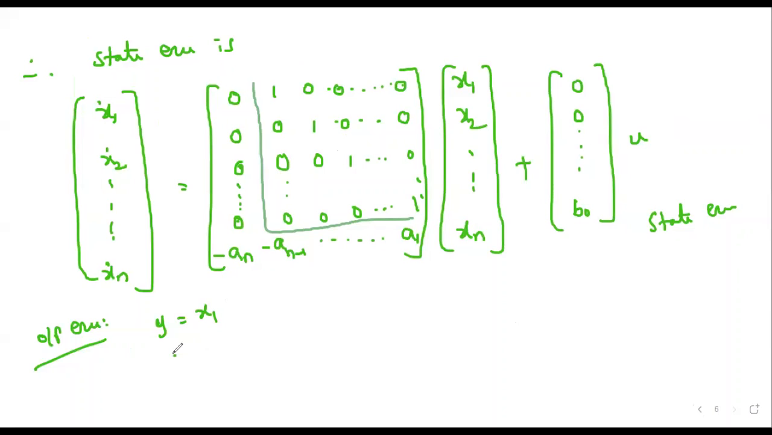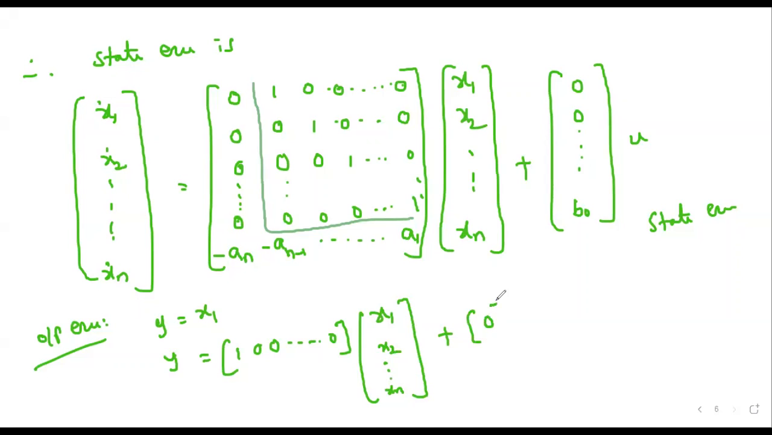This is fixed. So the C matrix is 1, 0, 0, and so on, 0, with state variables x1, x2, and so on up to xn. It has only the x1 coefficient. Plus u is not there, so its coefficient is 0. So the C matrix and D matrix are constants always. Only the A matrix and B matrix are different. Okay?